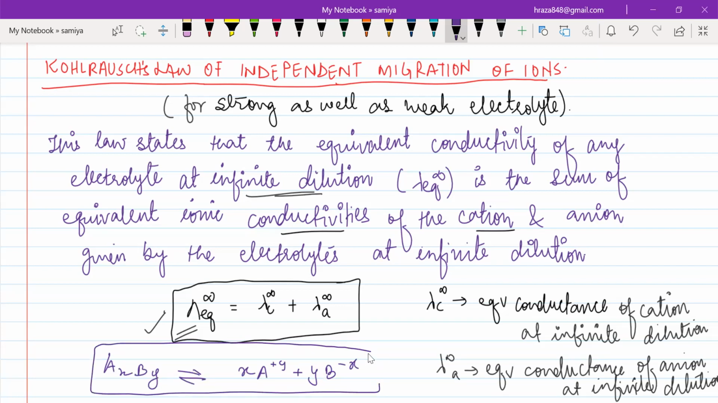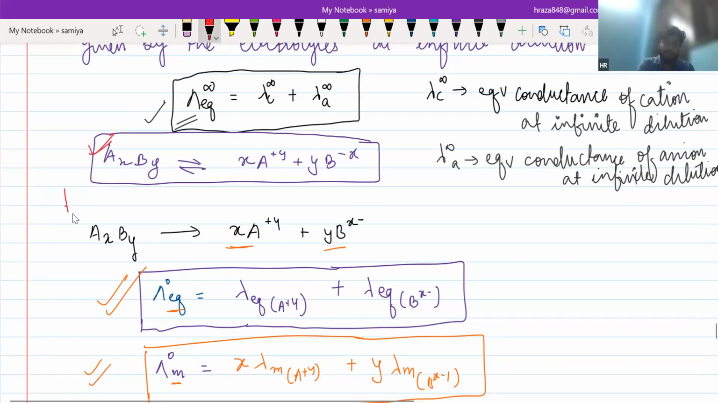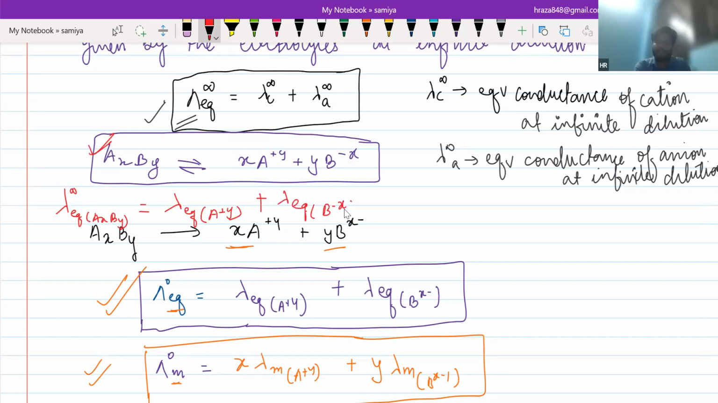Yes, sir. So basically, the infinite equivalent conductivity of AxBy will equal the equivalent conductivity of the cation plus that of the anion. But if you talk about molar conductivity, the molar conductivity of this AxBy will be equal to the stoichiometric coefficient of the cation multiplied by its conductivity, and the stoichiometric coefficient of the anion multiplied by its conductivity.